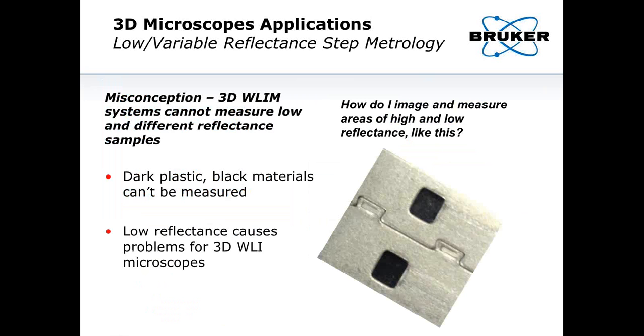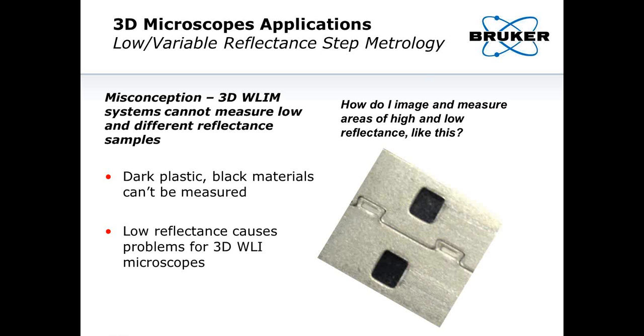So this next example application addresses one of the misconceptions about 3D interference microscope systems: that they're not able to measure different reflectance samples or samples that have low reflectance. I think people might have had that impression in the past because systems used poor quality illumination or didn't have quite as good optics. Generally, it had to do with the illumination source itself. So people would think things like the bullet points here: you may not get good image quality for dark or black materials, and if you have different reflectances in the field of view, you won't be able to measure it.